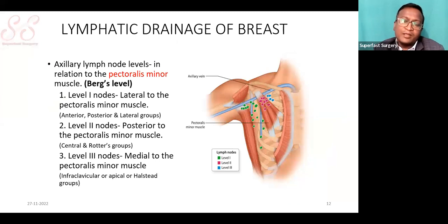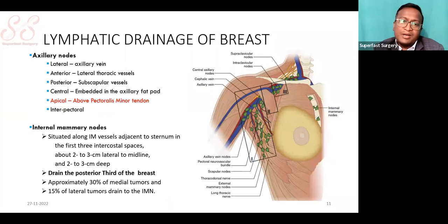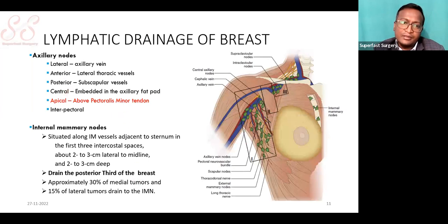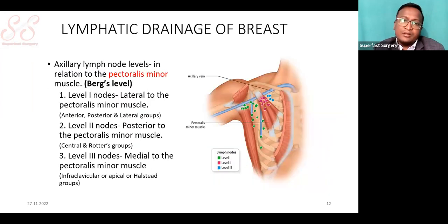So, because of these several nomenclatures, Berg classified these lymph nodes into three levels, that is known as Berg's level of classification, based on the relation to the pectoralis minor muscle. So that he classified all those lymph nodes into three groups, that is level 1, 2, and 3. Level 1 are the group of lymph nodes that are lateral to this pectoralis minor muscle. And these group will include anterior, posterior, and lateral groups that we discussed in this previous slide. So out of all these, the lateral, anterior, and posterior will belong to level 1 group of lymph nodes.